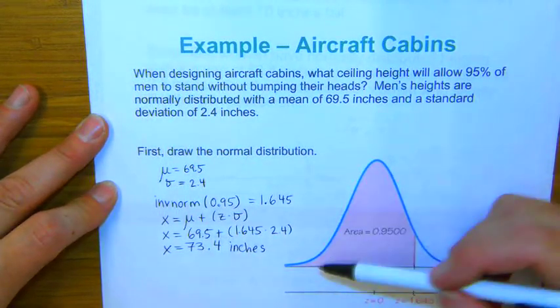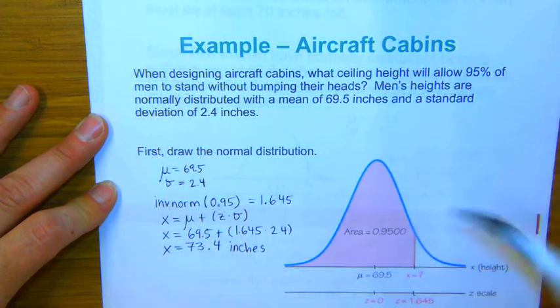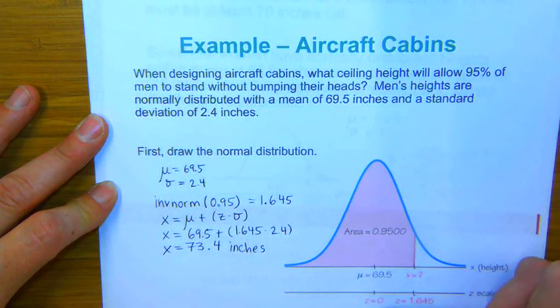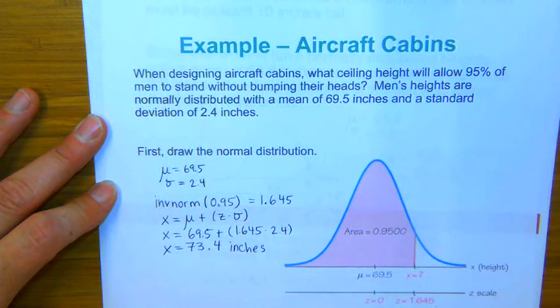So what we did is we first drew the curve, we shaded in the area, we drew our scale with our x values as well as the scale with our z-scores. When we're converting our mean to a z-score, it becomes 0. And then when we're looking at the inverse norm, this gives us the associated z-score. We could have done the same thing from our table just by looking at the center of the table until we find the number closest to 0.95, and then finding that associated z-score.